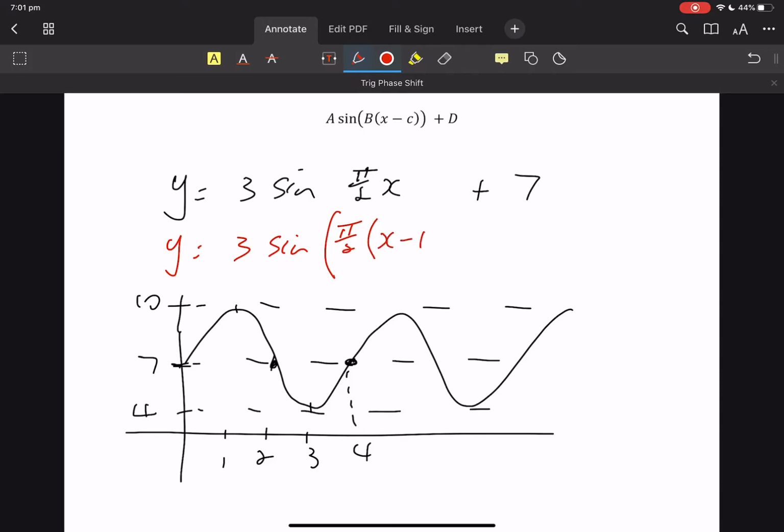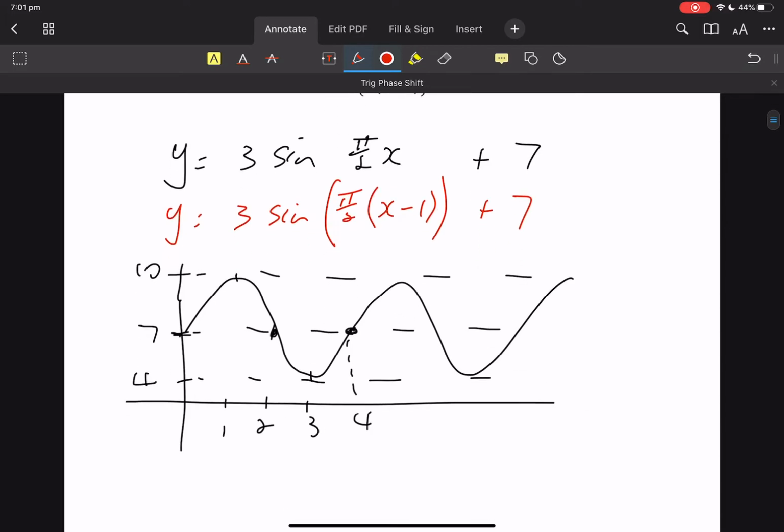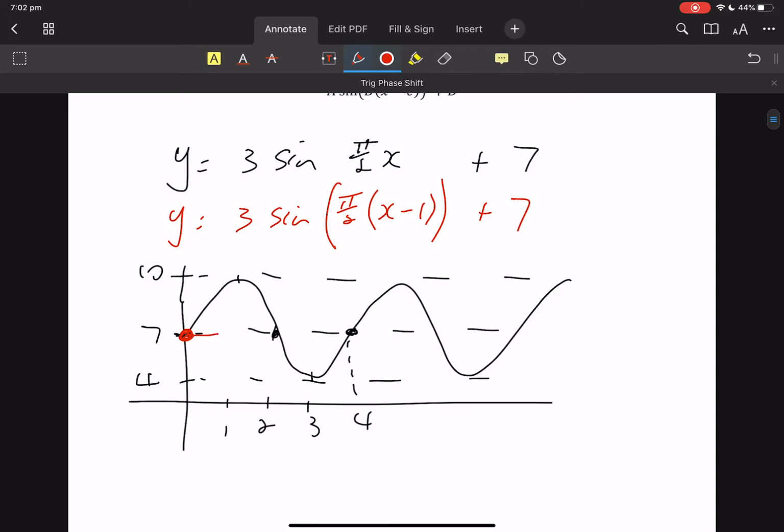Now x minus 1. So here everything is the same. A is 3, D is 7, B is still pi on 2, so my time period's the same, but I've got this C here. All that means is, instead of starting here, I'm going to start 1 that way. So I'm going to start here and draw my sine graph.